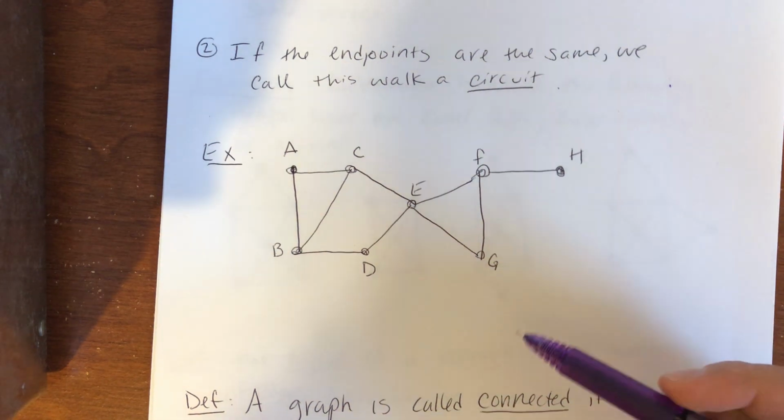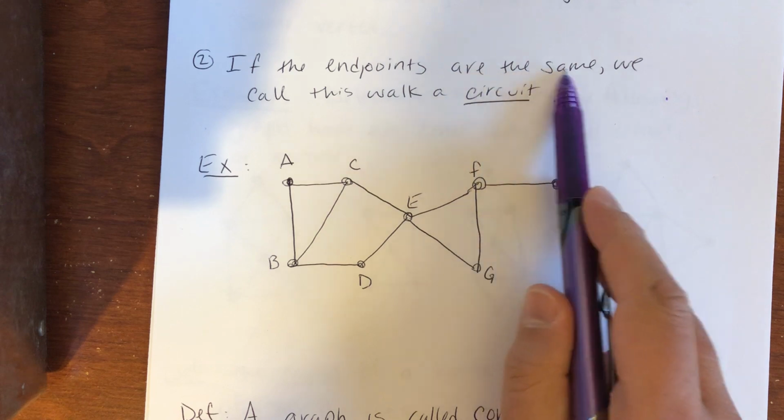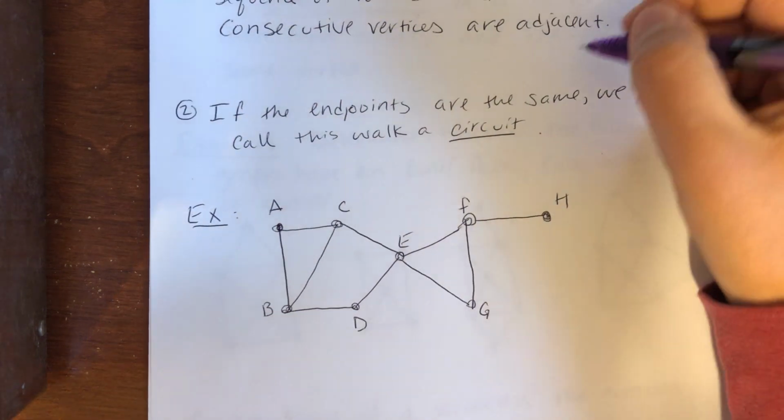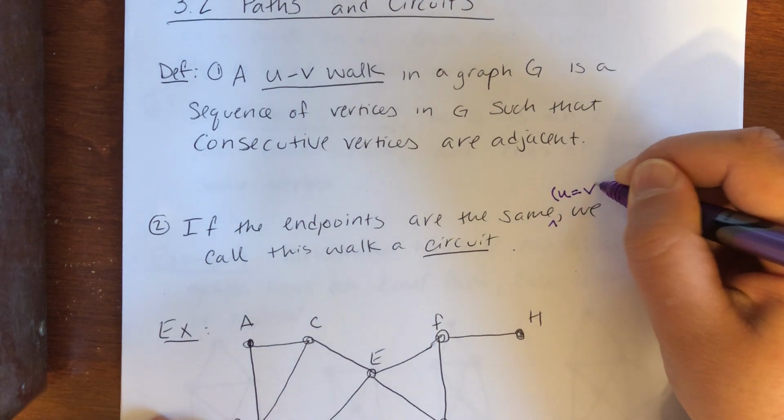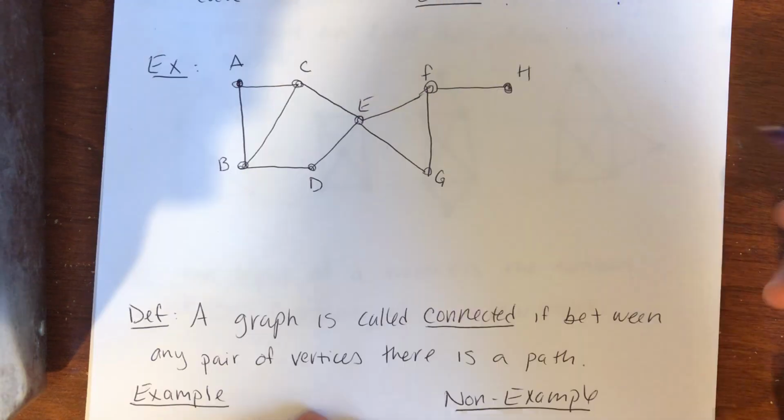Okay. Now, if the endpoints are the same, which in our definition means the starting vertex U is equal to the ending vertex V, we would call that a circuit. So let's go through a few examples here.